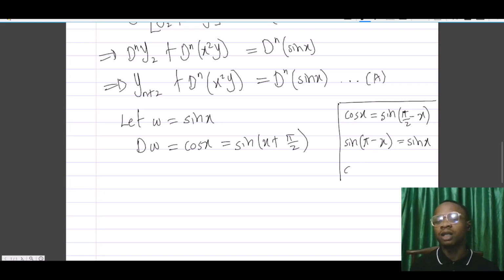Okay, so basically, if we have pi minus whatever we have here, then it will be equal to sine of whatever it is we have here. So we can write then that cos x will be equal to sine of, instead of this, we can write pi minus what we have there. So pi minus pi over 2 minus x will be plus x. So pi minus pi over 2 will give us pi over 2. So basically, this is the same thing as sine of x plus pi over 2. So that's how we came about this.